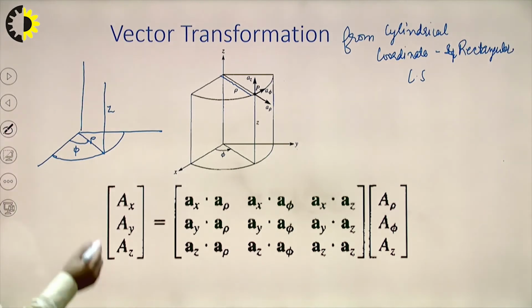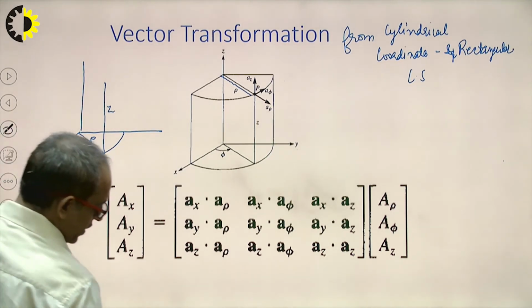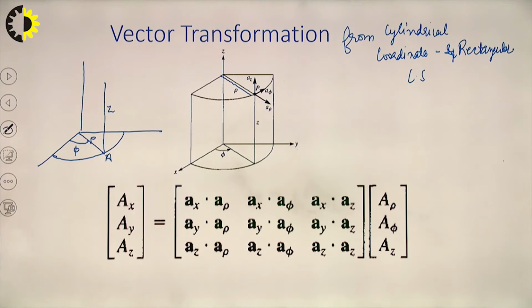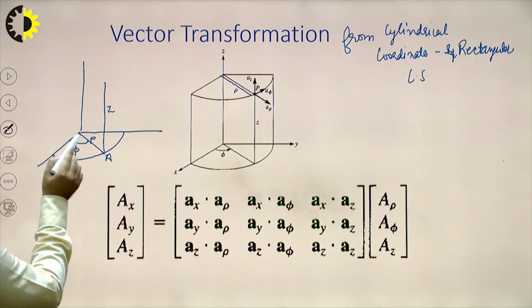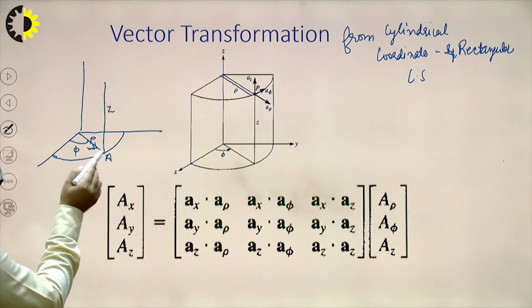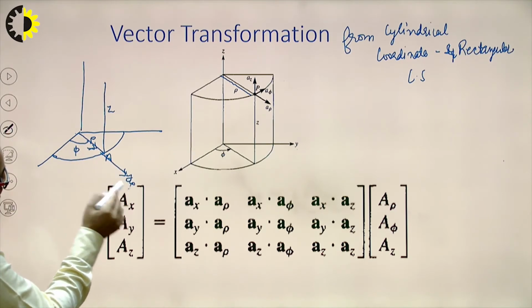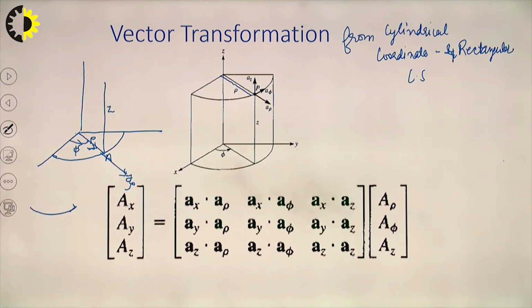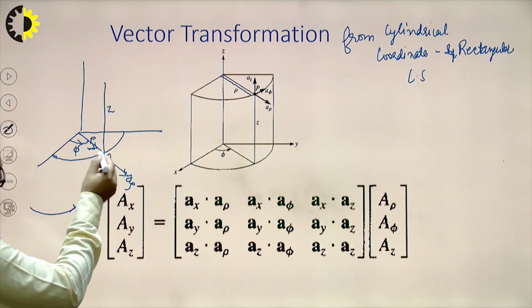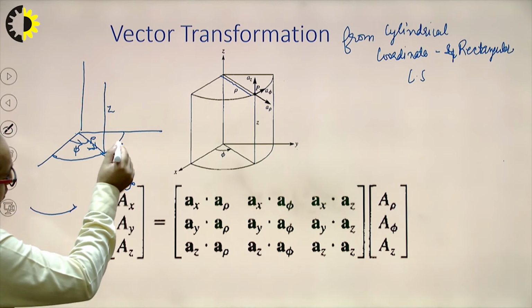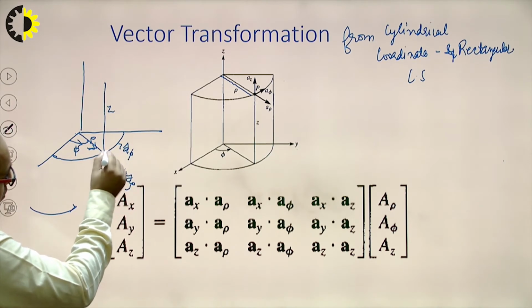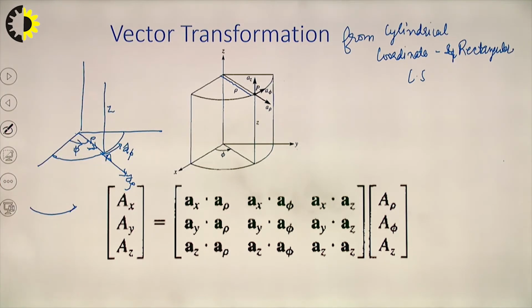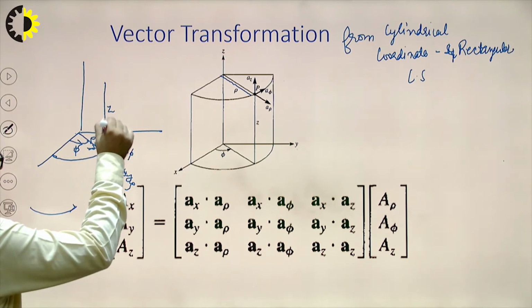Now if I want to calculate the unit vectors at this point, let's say this point is A, you will see here this rho direction is this one, so a cap rho will be in this direction, phi is moving in this direction, so you will see here that a phi will be in this direction and z will be in this direction.